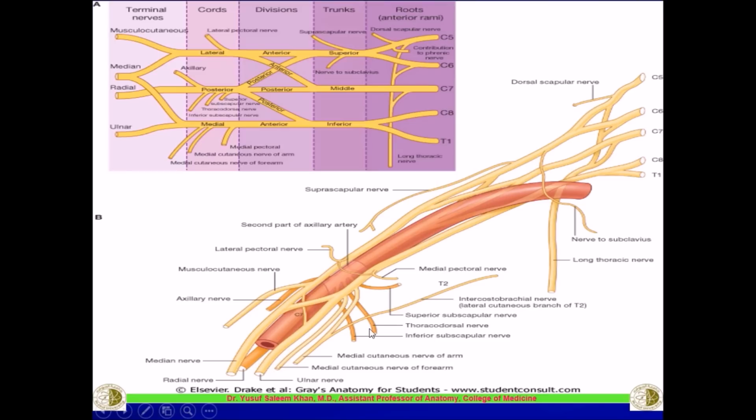Now in the dark color they have shown you the posterior cord. One is the radial nerve, this is the axillary nerve. Then you can see the upper subscapular, lower subscapular, as well as the thoracodorsal. So these are some of the parts of the brachial plexus, and the divisions, trunks and cords, and the branches from each of them.